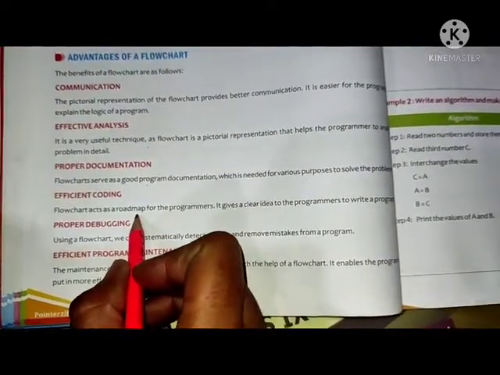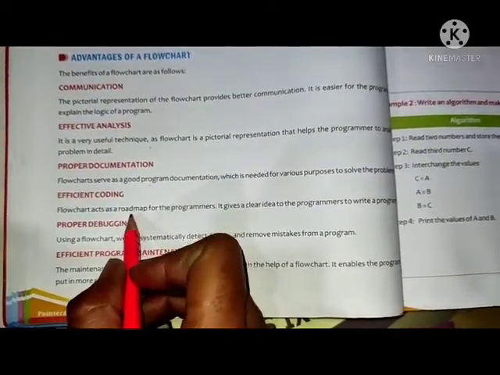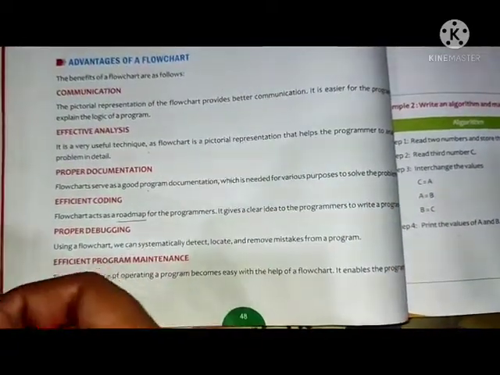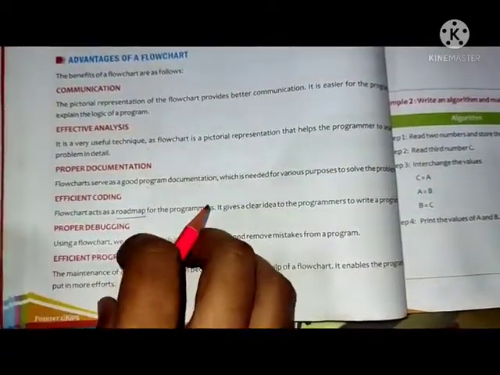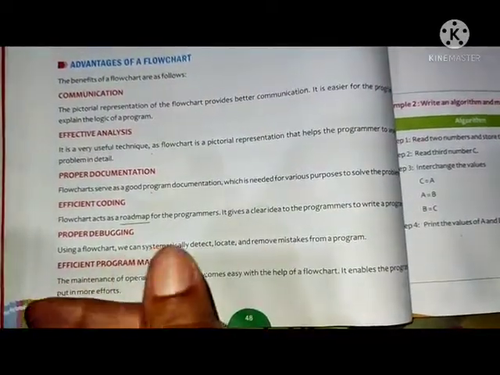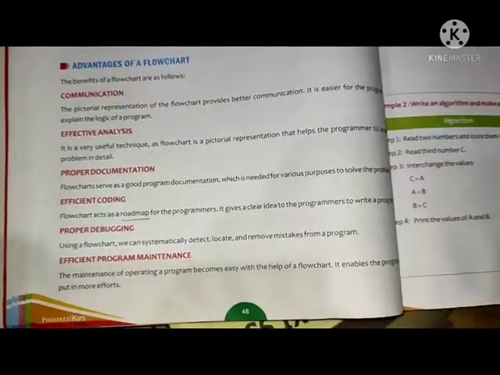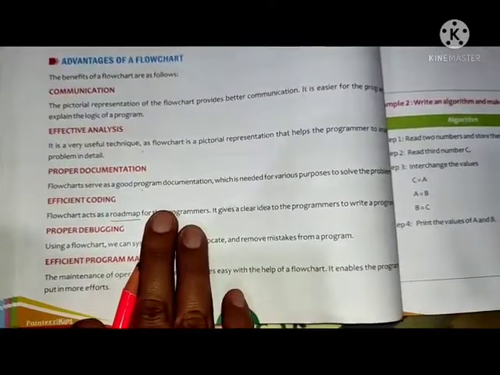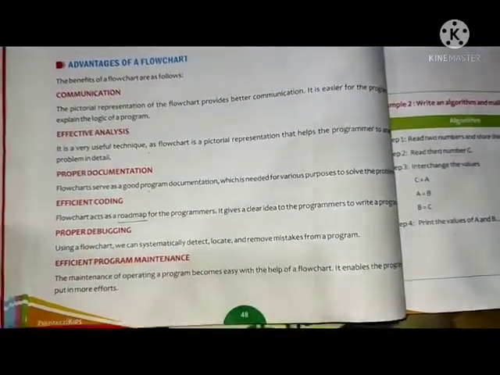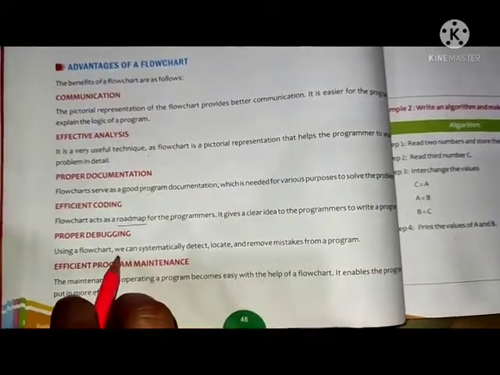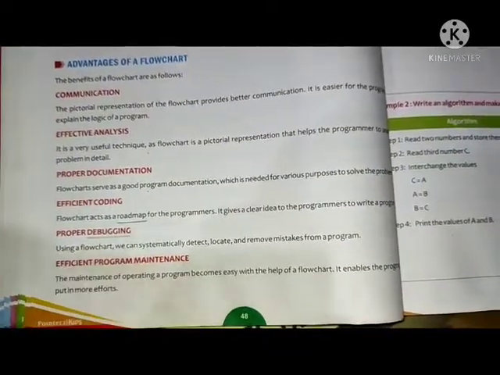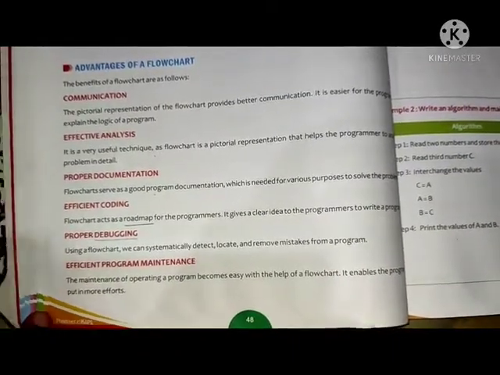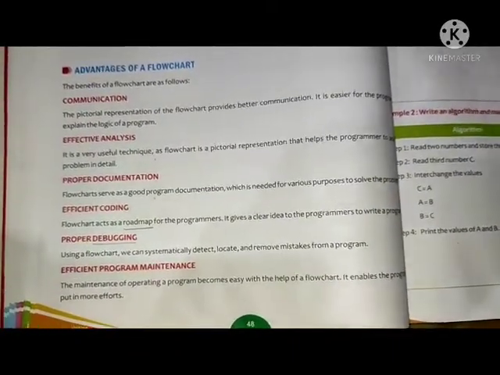Efficient coding. Actually, flowchart acts as a roadmap. Roadmap means it gives the layout of the program. So it's a roadmap for the programmer. It gives the layout of the program, how the program is to be executed and what are the steps required in that. So it gives a clear idea to the programmer to write a program. Proper debugging. Debugging means removing the errors from the program. So using a flowchart, we can easily detect and remove the errors from the program.